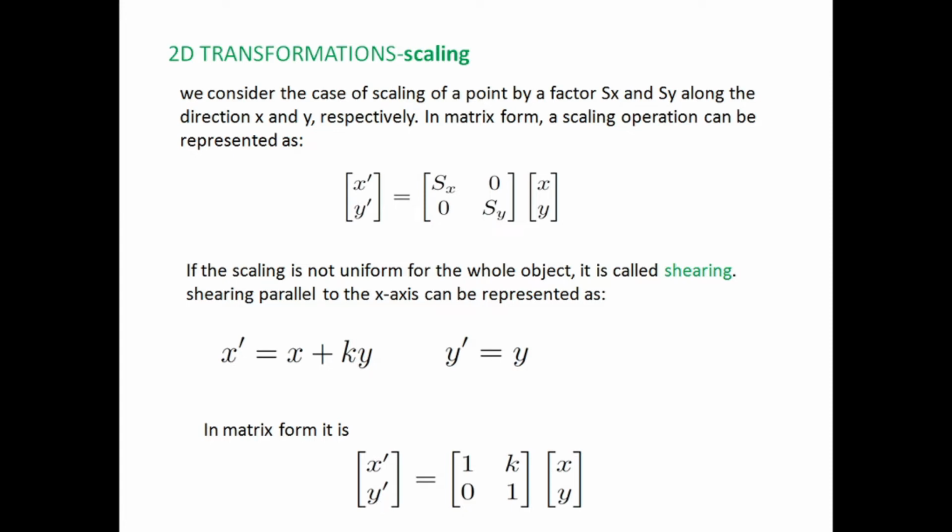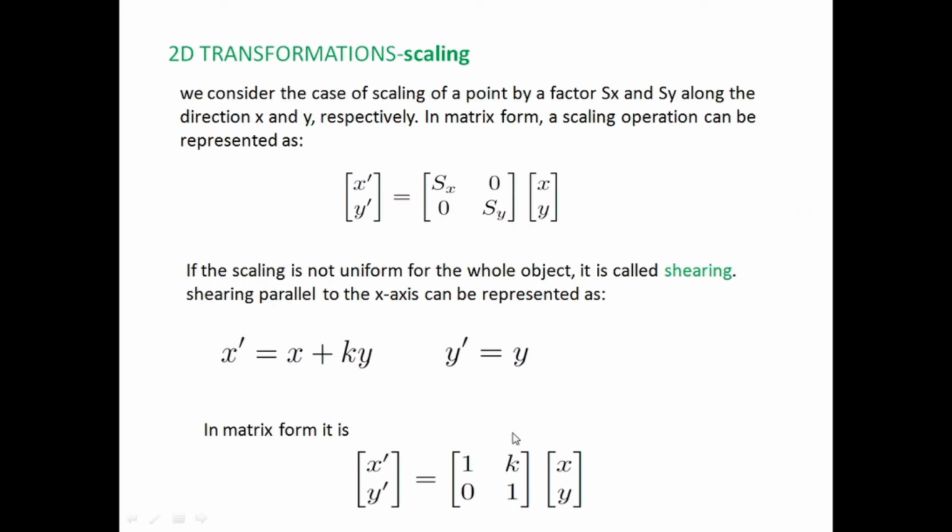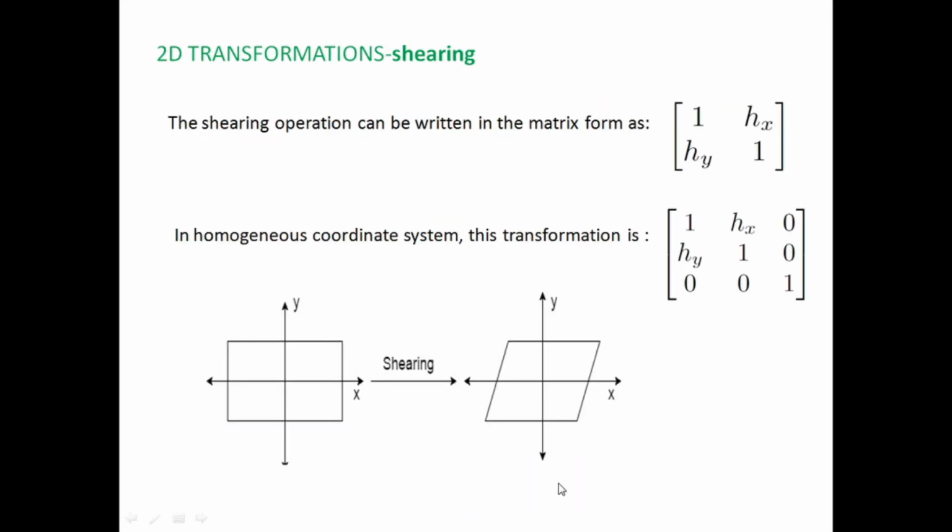So this is about scaling as well as the shearing. I would like to explain a bit more about the shearing now. As I have said, during the operation of shearing, the diagonal elements will remain 1. The same thing happened here, right? The diagonal elements are 1 here. So 1 and 1, h_x, because here x is undergoing scaling, and h_y represents y is undergoing scaling.